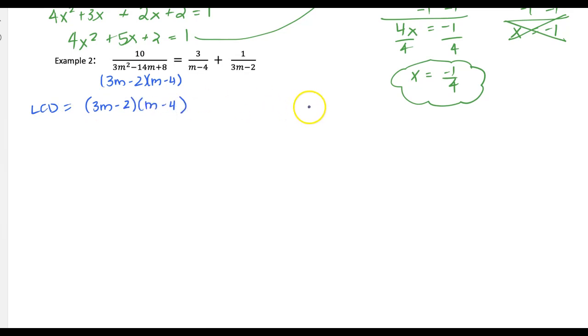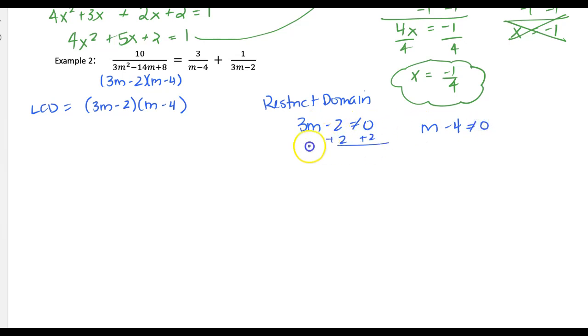and we can also go ahead and we're going to restrict our domain to make sure that those denominators would not equal 0. And that's nice to kind of have ahead of time before we finish solving. But if you forget this step, you can always check at the end. Now our m can't be equal to negative 2/3, and our m can't be equal to 4.